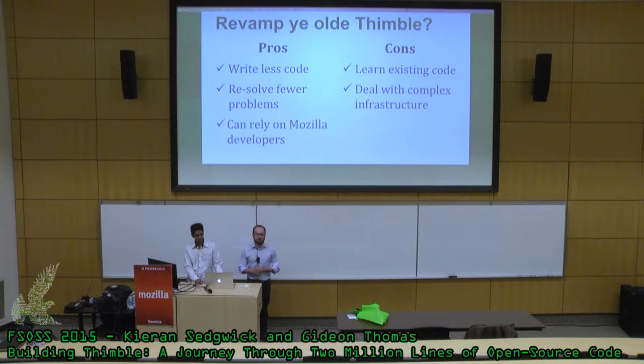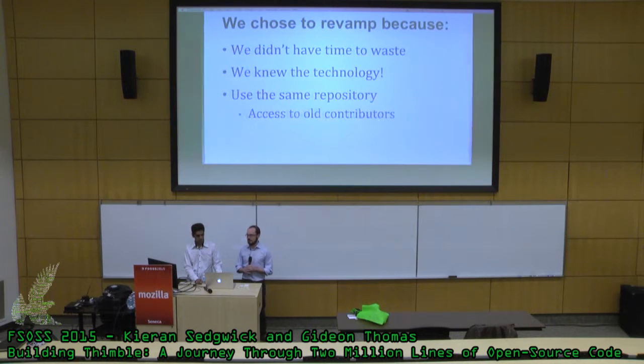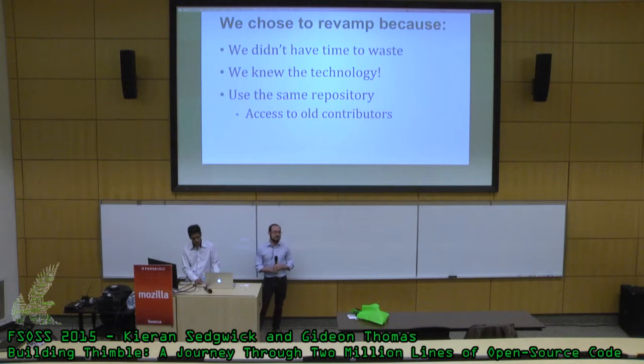I'll cut the tension. We chose to keep the old Thimble and to revamp it. And the main reason was we didn't have time to waste. We didn't have the resources to go about building something new, and we knew the technology it was built on. The Express.js stack is very popular, and this was the technology that was underlying Thimble.